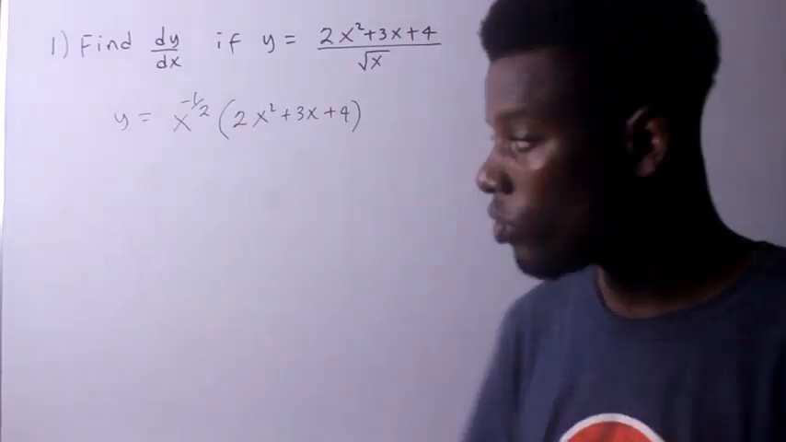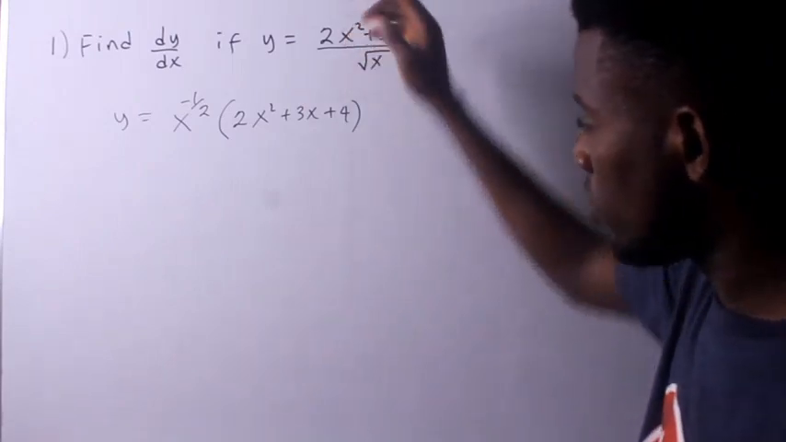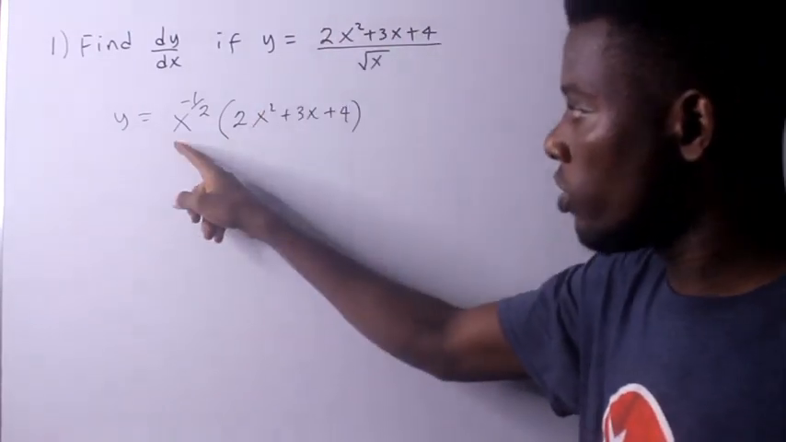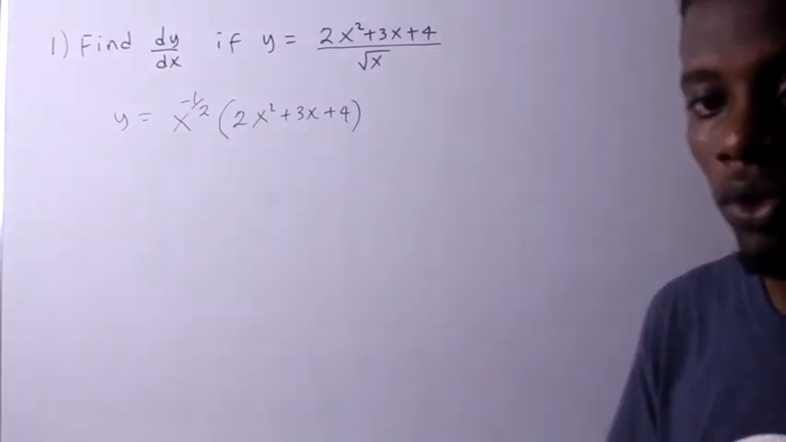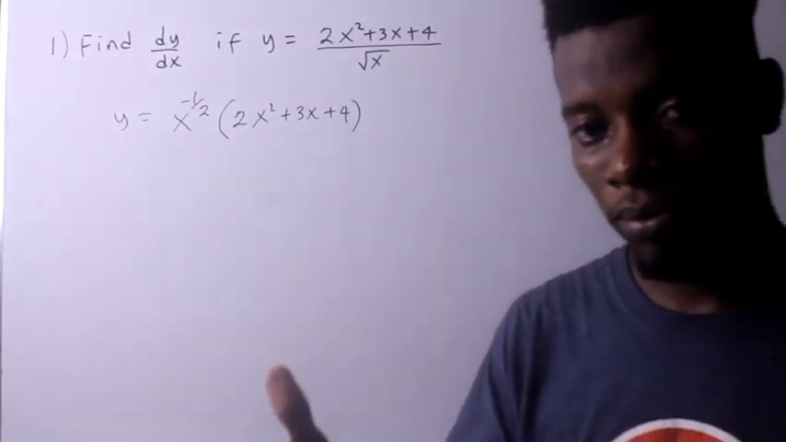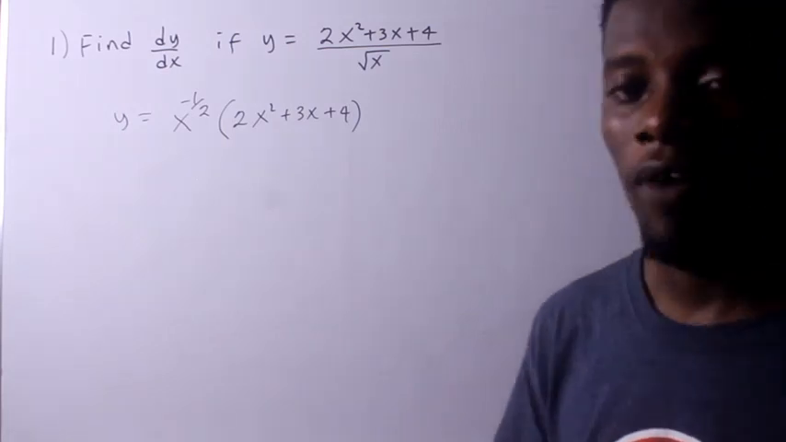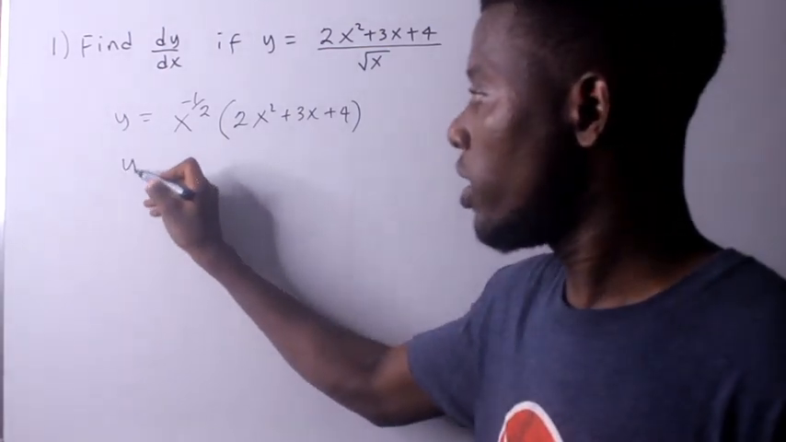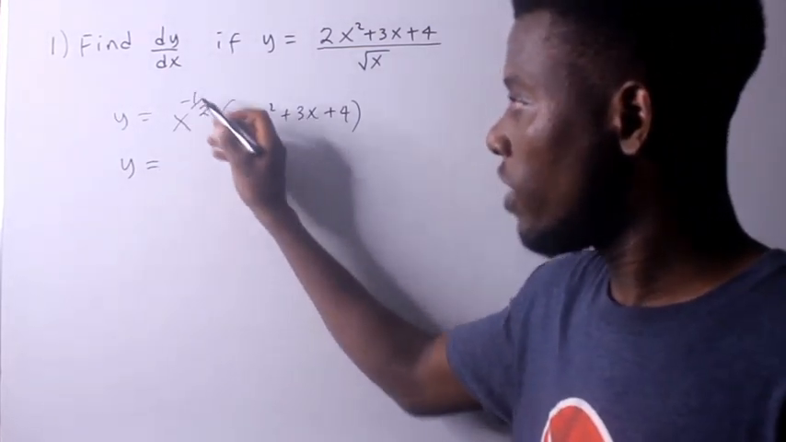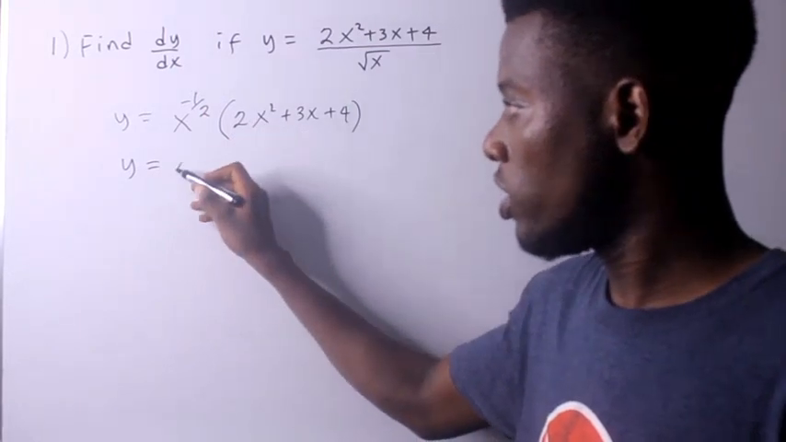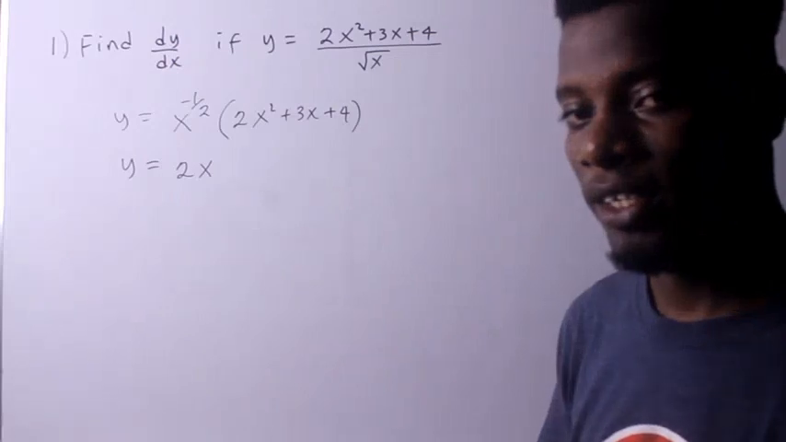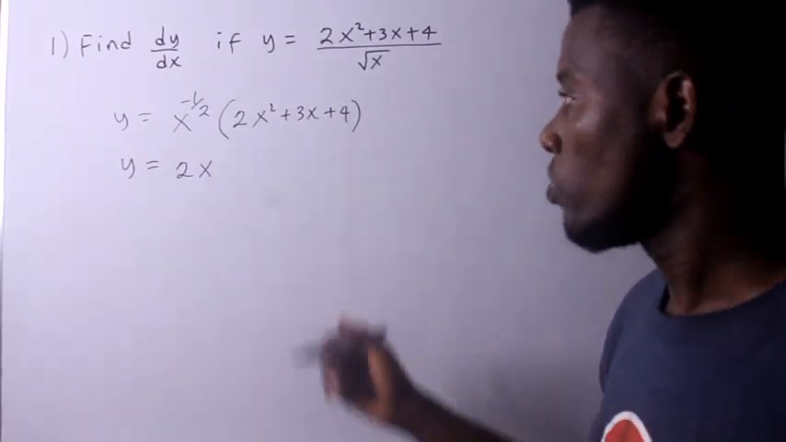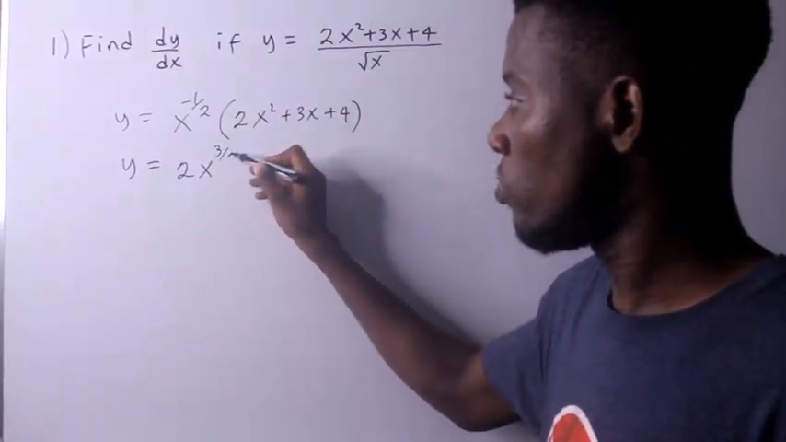What did we just do? We took this x from the denominator and brought it in the numerator, and the power becomes negative. That's all. So the next thing we do is to multiply each term by this x to the power of negative half. So y is equals to x to the power of negative half times 2x squared is 2x raised to the power of 2 minus half. That's 3 over 2. So that's 3 over 2.